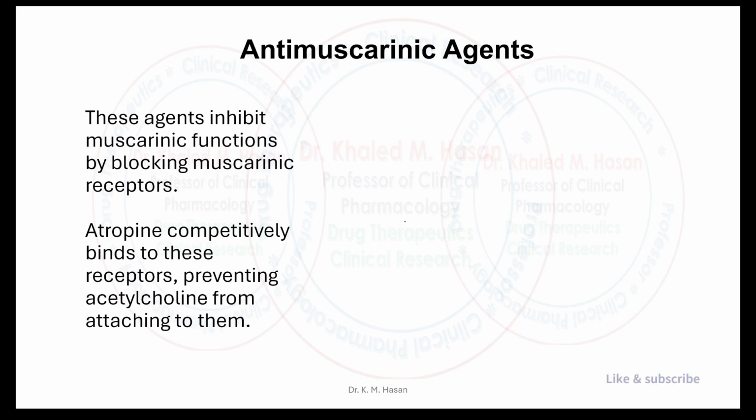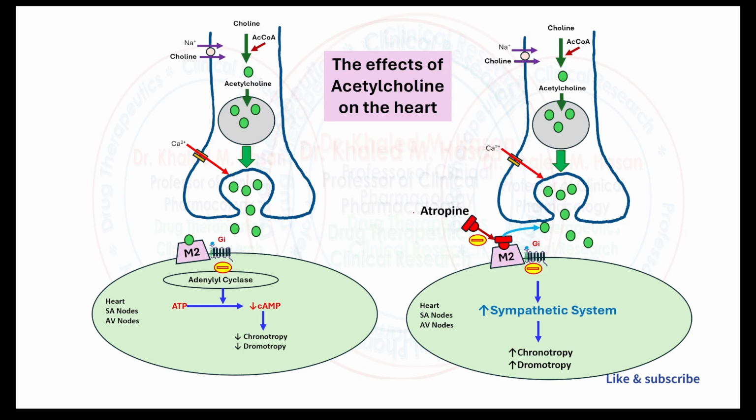Antimuscarinic agents inhibit muscarinic function by blocking the muscarinic receptor. Atropine competitively binds to the receptor and prevents acetylcholine from binding. So we try to understand the effects of acetylcholine on the heart. We are looking at the heart and what happens there. This is the normal situation before prescribing atropine. The acetylcholine is released, and this is normal life.